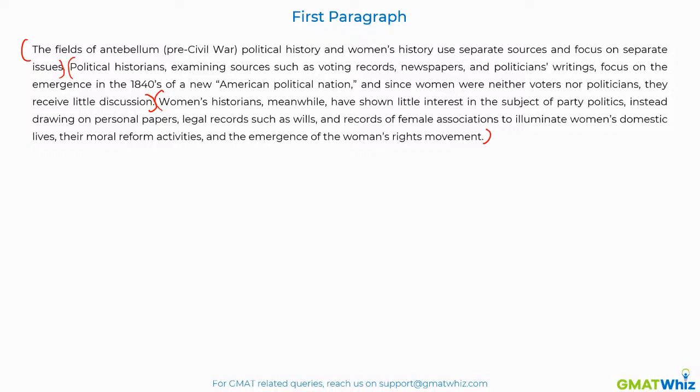So I read the first sentence: the fields of antebellum political history and women's history. So we are basically talking about the political history of a certain period, that's pre-Civil War, and the women's history of that particular period. And these two fields use different sources and focus separately on certain issues.